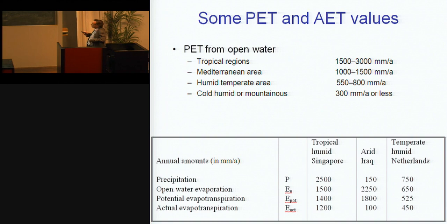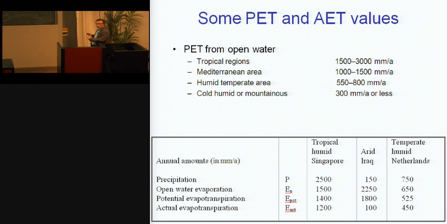We have a rainfall of 2,500 millimeters, while in Iraq, in a desert environment, some 150 millimeters, and in the Netherlands, maybe 750 to 800 millimeters per year. While the open water evaporation in Singapore is in the order of 1.5 meters, potential evaporation, depending on which land use, is in the order of 1,400 millimeters, and the actual is just a little bit lower.